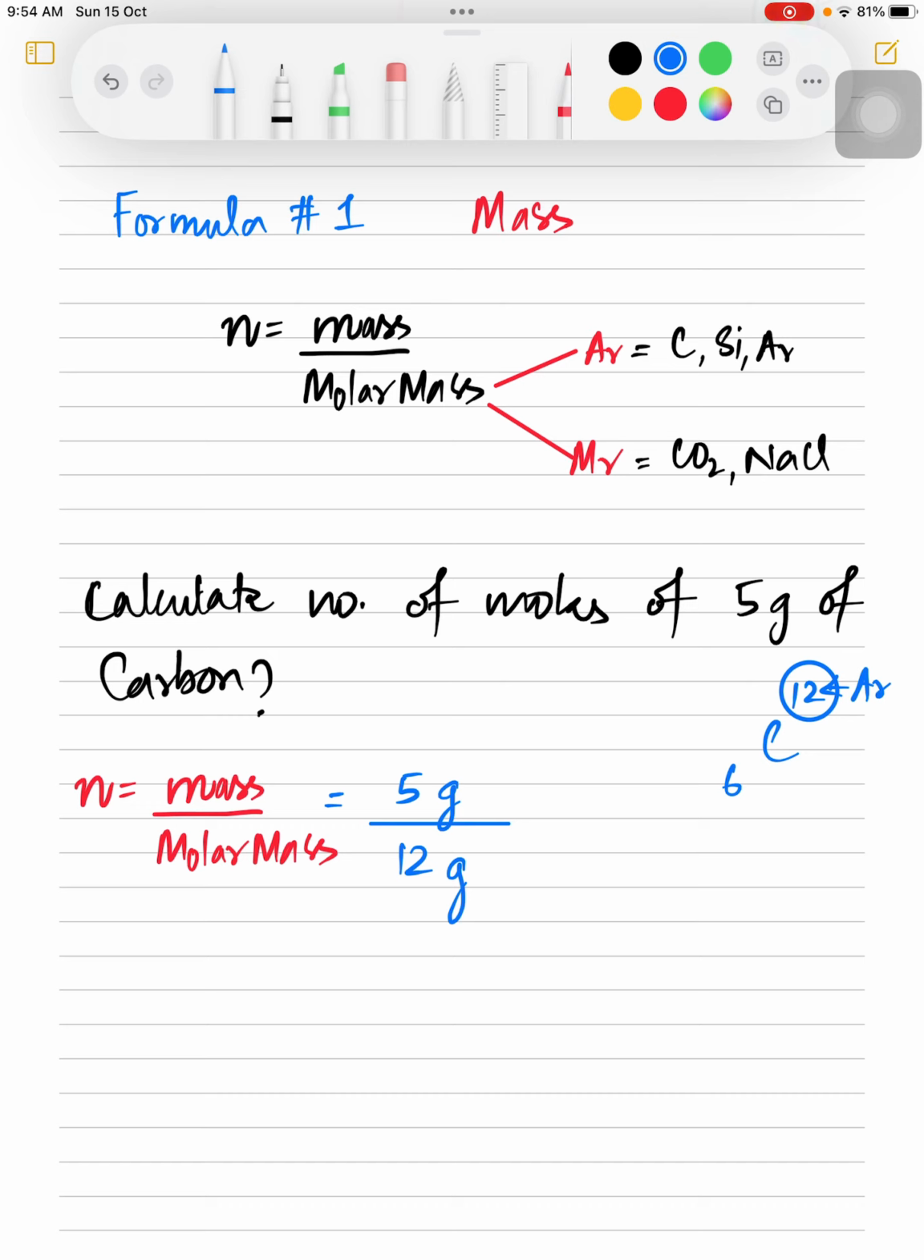Let me calculate it. This is going to be 5 divided by 12. It's 0.416. So this is the number of moles present in 5 grams of carbon. Mol.